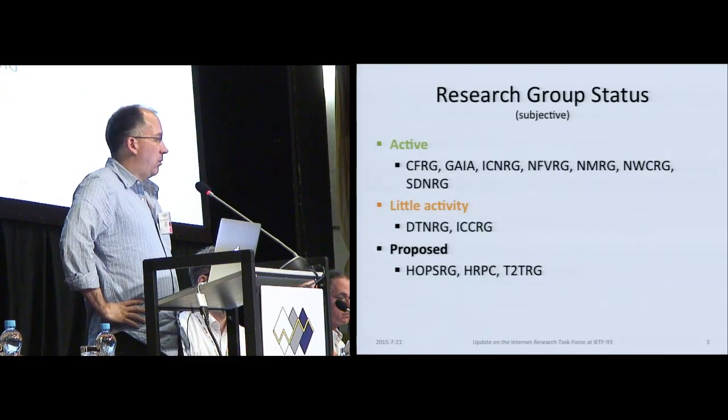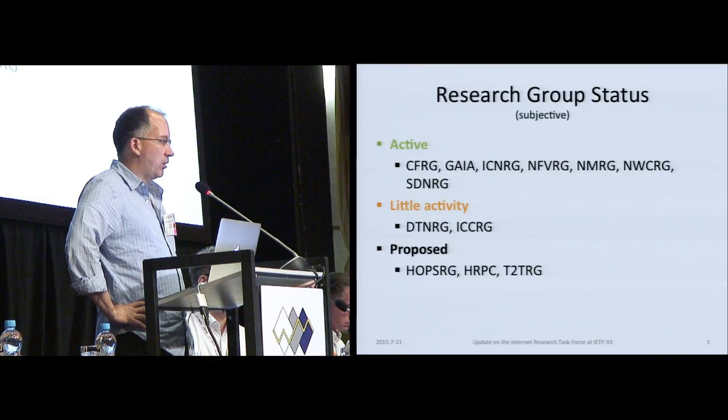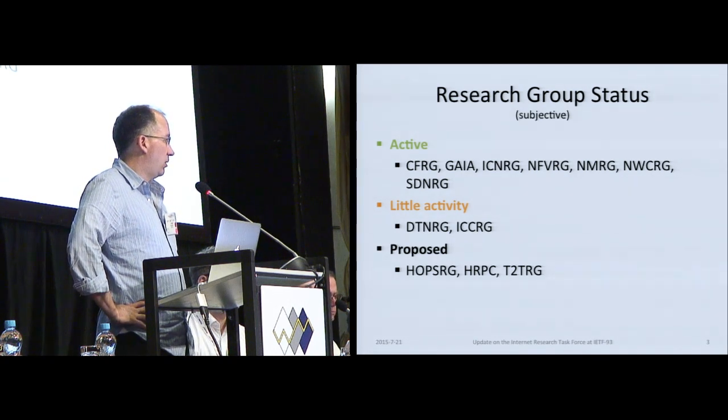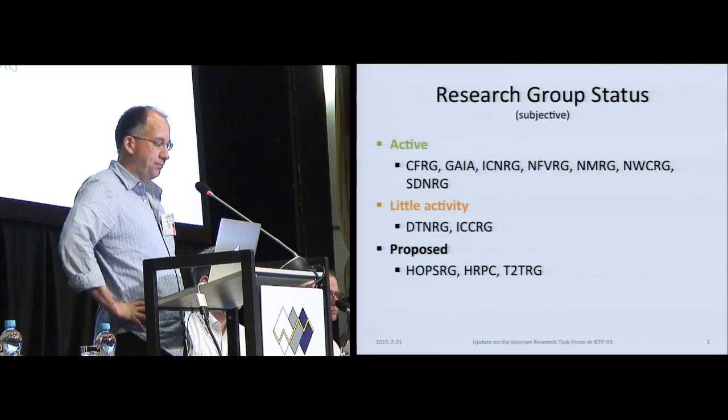My subjective status on the activity levels, unsurprisingly, has a lot of stuff in the green since there's a lot of meetings and a lot of activity. Maybe with the exception of the delay-tolerant networking research group, I mentioned them, and also the congestion control guys are not so busy as they usually are, so I put them in the orange this time.